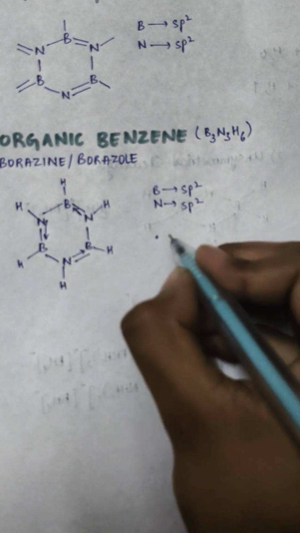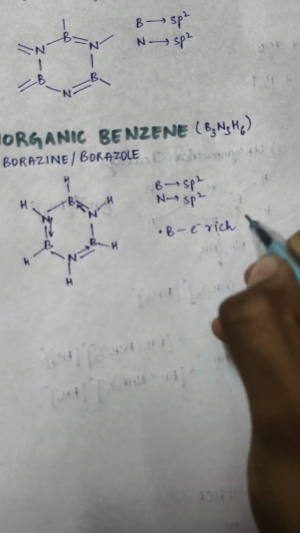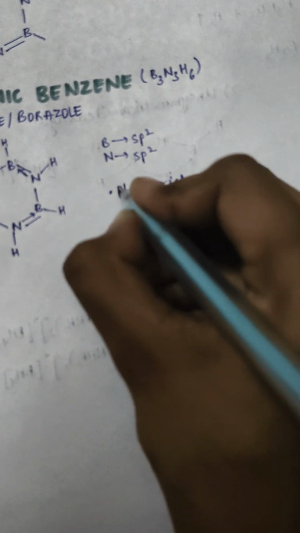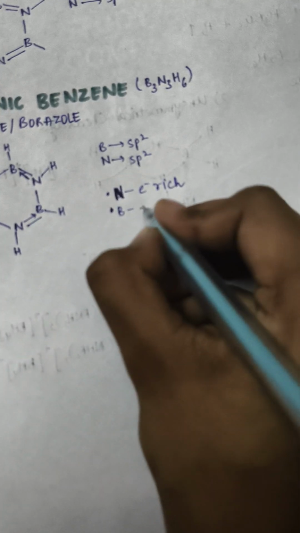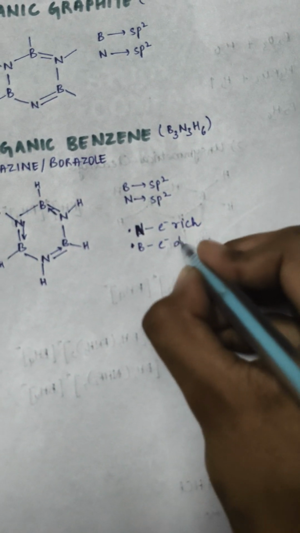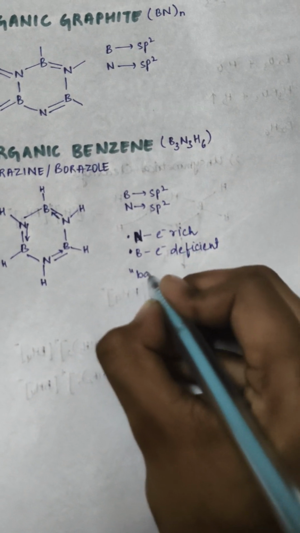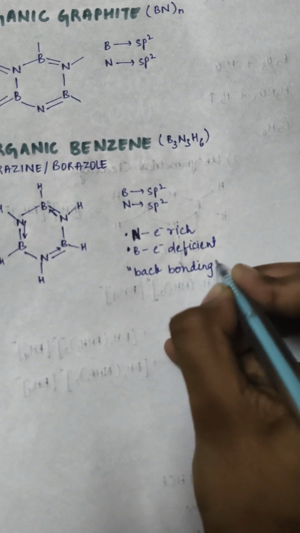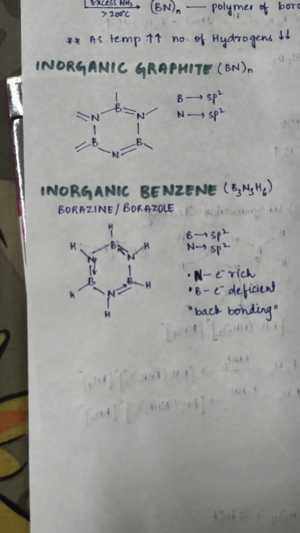In this, boron is electron rich. Sorry, nitrogen is electron rich. Okay. And boron is electron deficient. And hence we see back bonding in here.